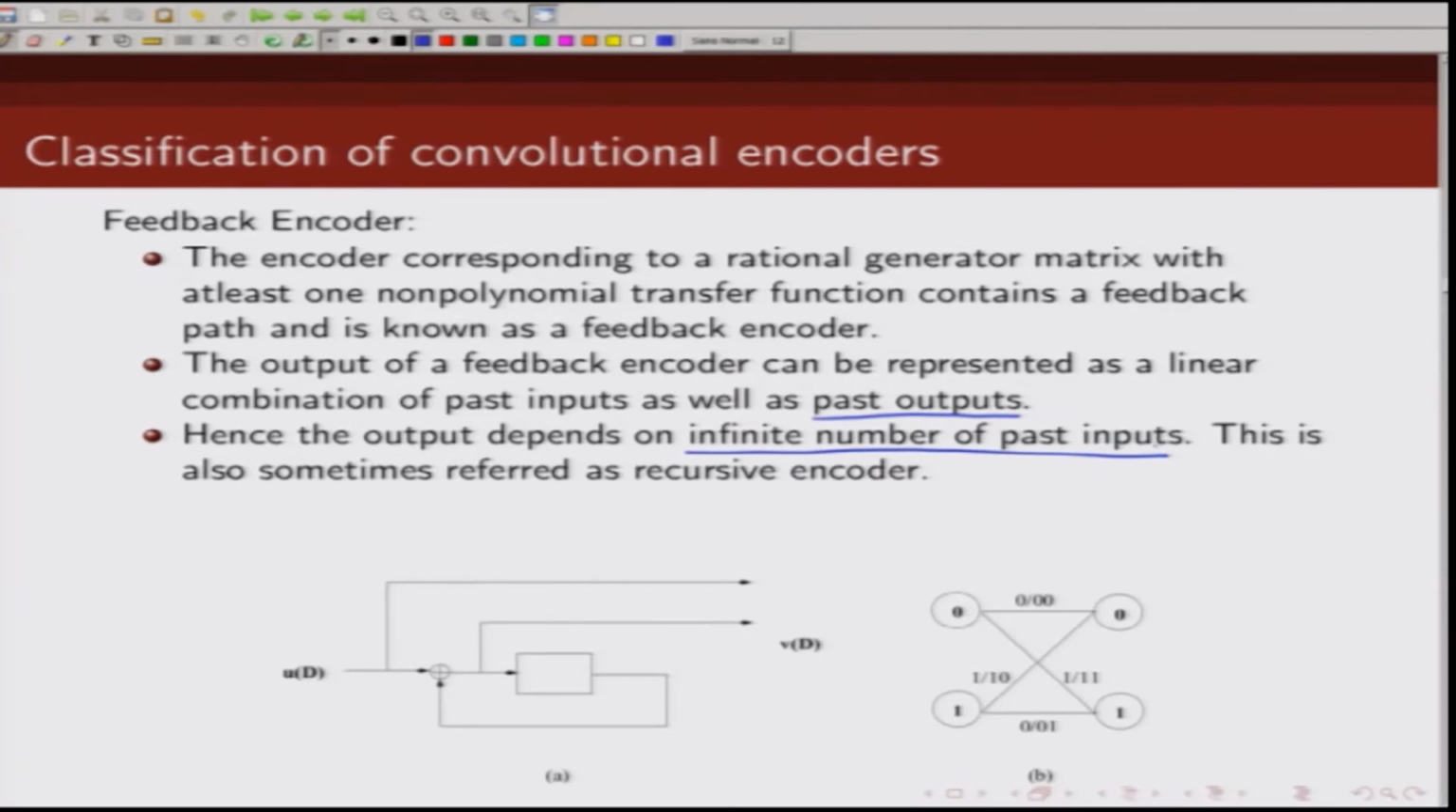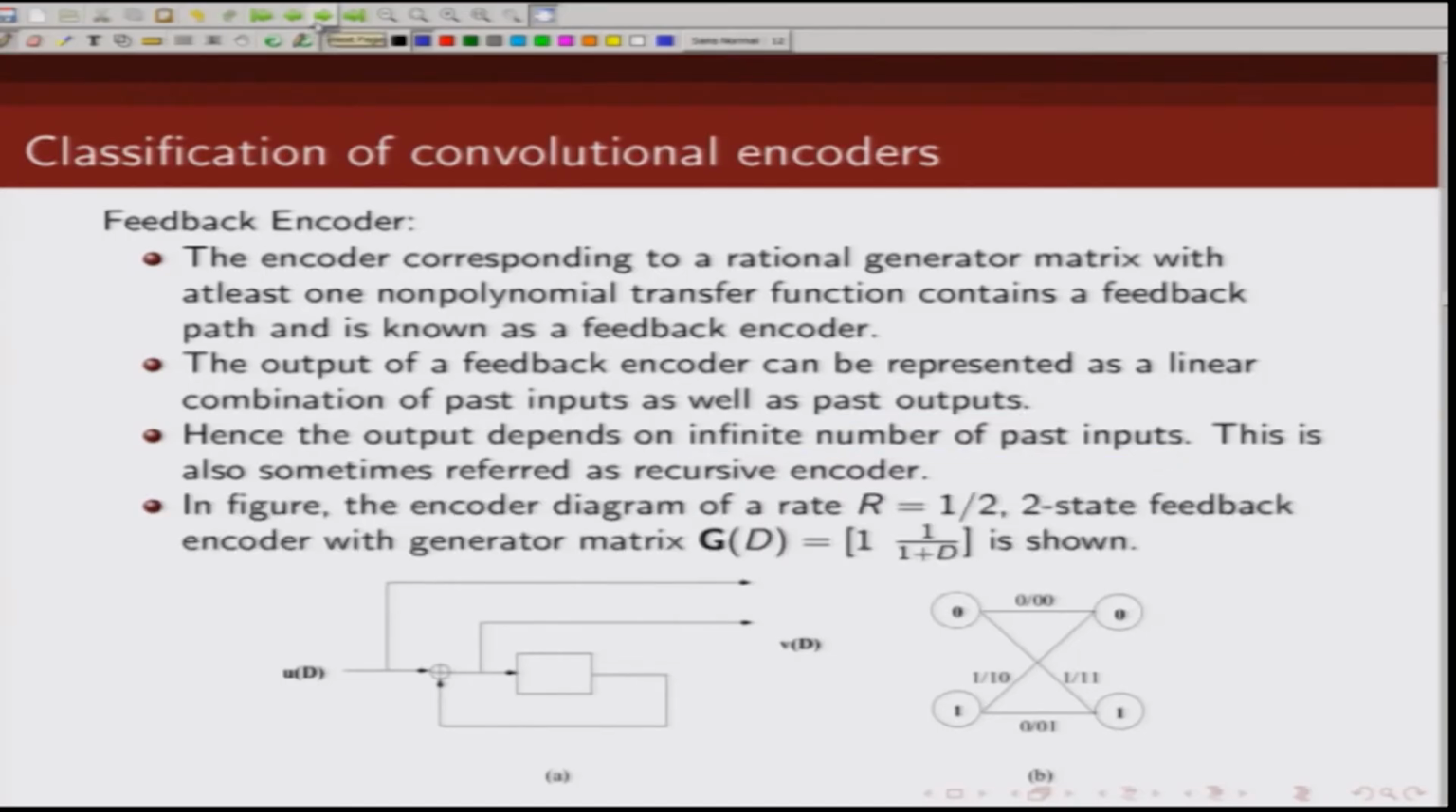So, the output will basically depend on infinite number of past inputs. Now, feedback encoder is also known as recursive encoder, and we just now mentioned one example of this feedback encoder is given in this figure. This is a rate 1/2 code. You can see for one input we have two outputs, and its generator matrix is given by this. This is its corresponding state diagram for this feedback encoder.